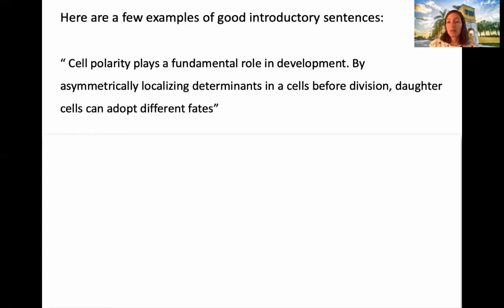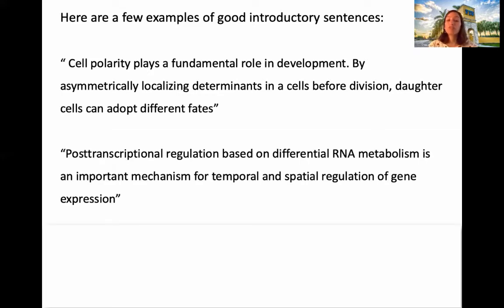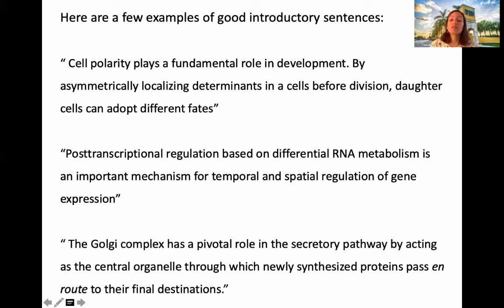So here are some examples of good introductory sentences, such as: cell polarity plays a fundamental role in development by asymmetrically localizing determinants in a cell before division. Daughter cells can adopt different fates. Or: post-transcriptional regulation based on differential RNA metabolism is an important mechanism for temporal and spatial regulation of gene expression. So this is sort of saying what the paper is going to be about and why that is important. The Golgi complex has a pivotal role in the secretory pathway by acting as the central organelle through which newly synthesized proteins en route to their final destination. So notice that since we're using a word in Latin, it is in italics.